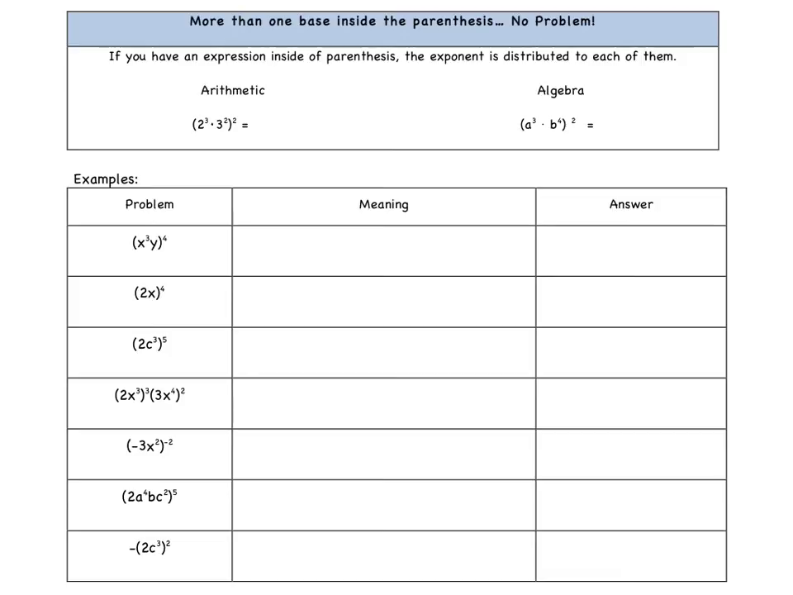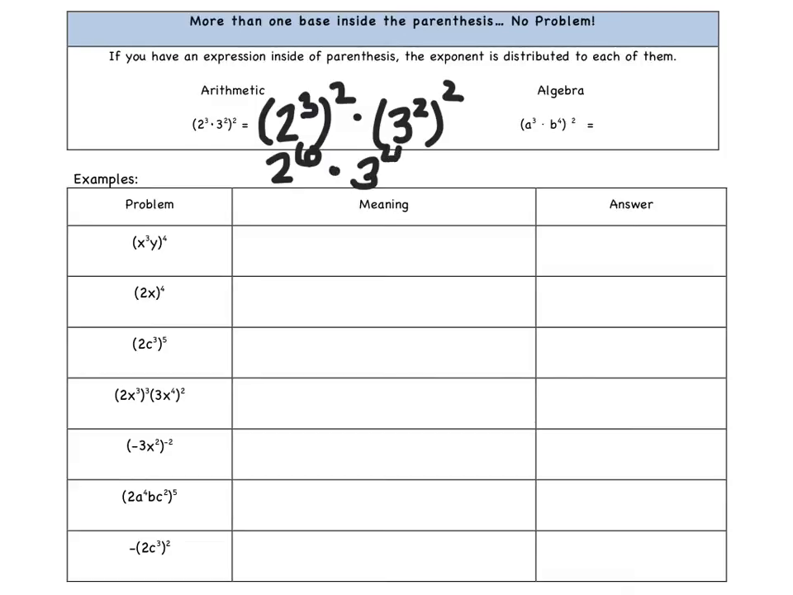So if you look at the arithmetic example here, we've got a 2 to the third power times a 3 to the second power, all squared. So we're going to take this, and I'm going to write it out in two ways for you. So 2 to the third power to the second power times 3 to the second power to the second power. So I've essentially distributed that exponent to both pieces. Now we use our power to a power rule. So power to a power means we multiply, so I'm going to have 2 to the sixth power times 3 to the fourth power. And then that's something that we could simplify to get a number.